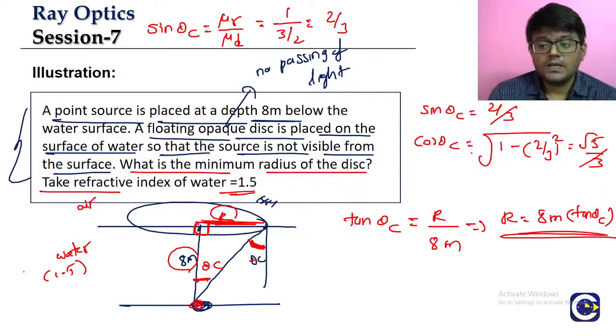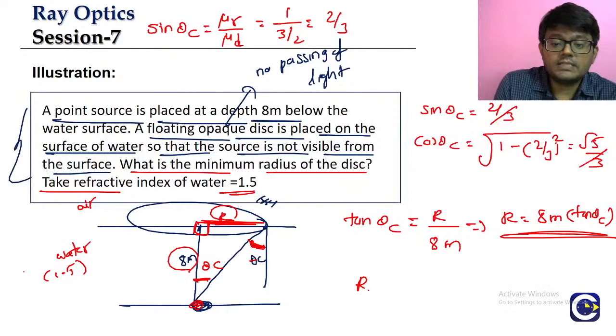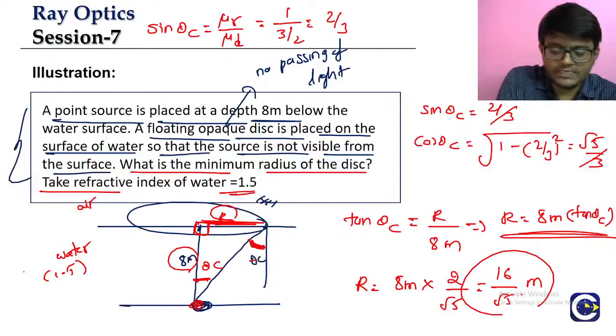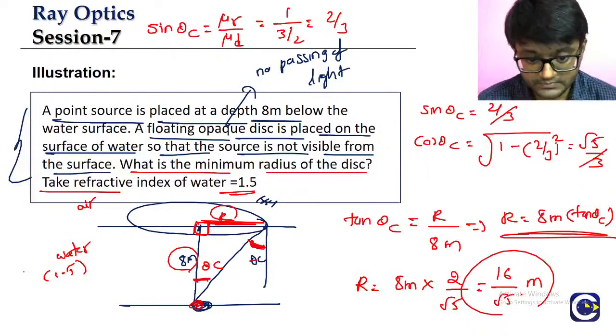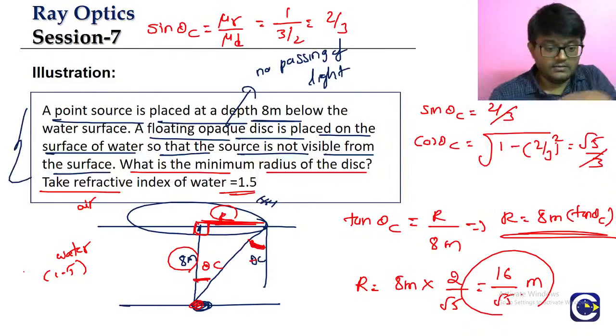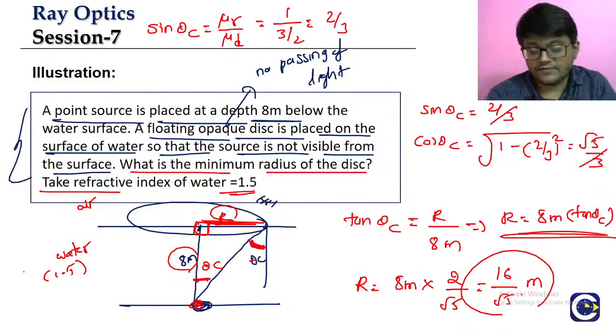Okay, now we just have to substitute. What is the R value? 8 meters into tan theta, which is 2 by root 5. So it is 16 by root 5 meters. That is the minimum value of R that we require so that we can cover that surface of the water, and after that we will not be able to see the point source from the surface. From the surface we cannot see the point source.